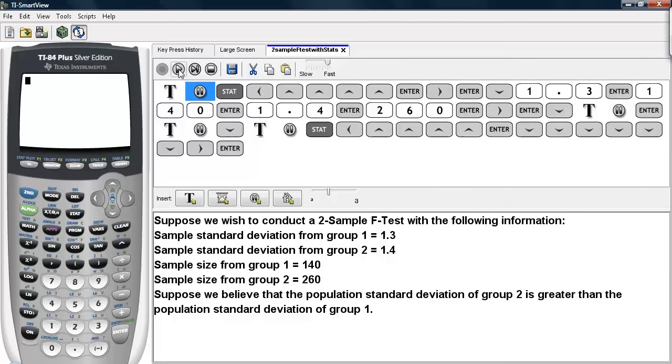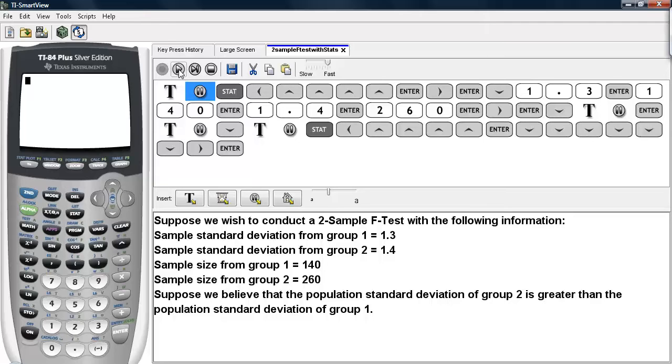Suppose we wish to conduct a two-sample F-test with the following information. The sample standard deviation from group 1 is equal to 1.3. The sample standard deviation from group 2 is 1.4. The sample size from group 1 is 140. The sample size from group 2 is 260.